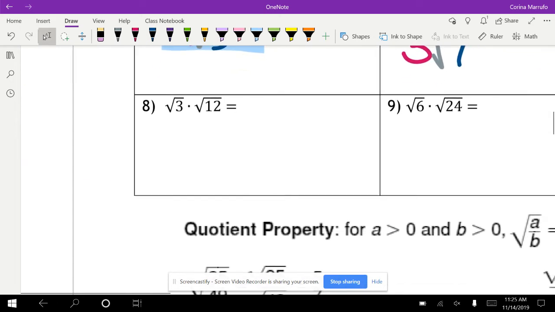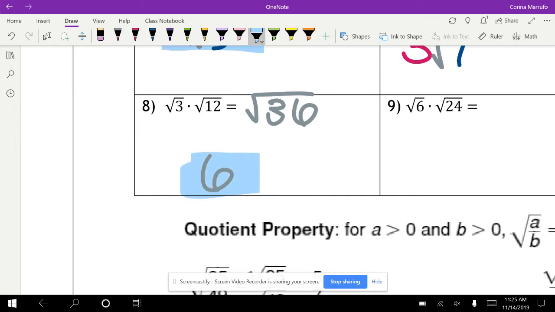Okay, now we have the square root of 3 times the square root of 12. Now 3 and 12 are imperfect squares. We can't take the square root of those numbers and get a whole number. So we're going to simplify this by multiplying. 3 times 12 gives you 36. So that's equal to the square root of 36. Now we know that the square root of 36 gives us a whole number, which is 6.